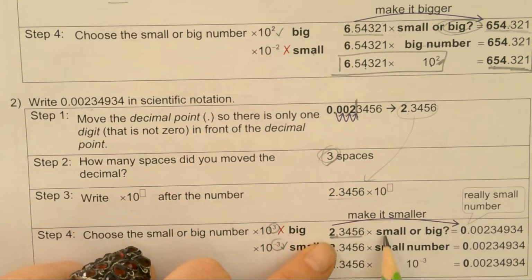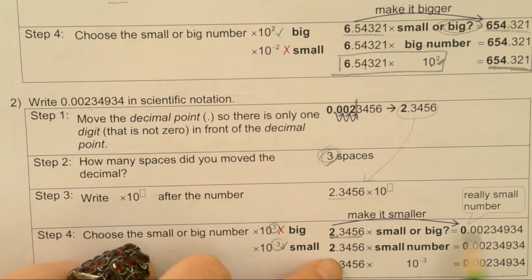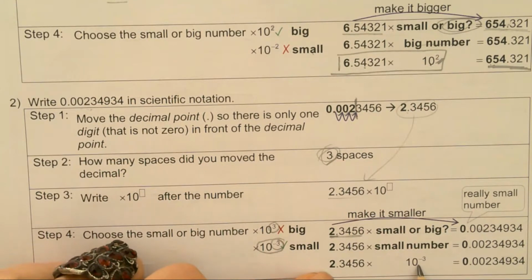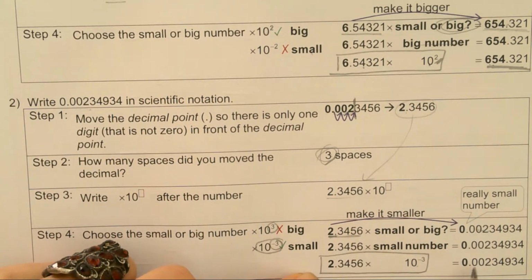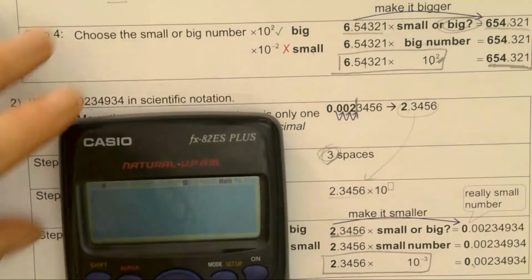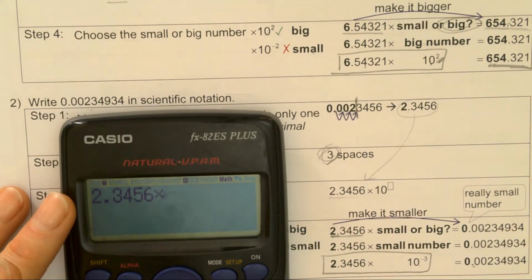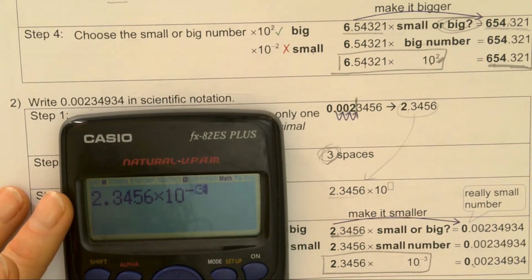So would I multiply it by a small number or a big number? Small number, because it's got to get smaller. So I'd have to choose the small one with the -3. So this is the scientific notation, and it's equal to this. And let's check in our calculator. 2.3456 times 10, use that box, -3.